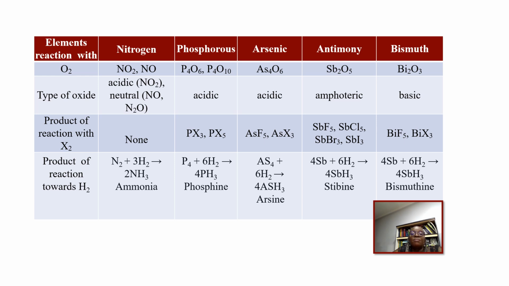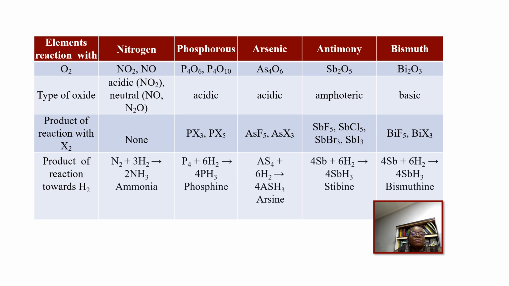How do the elements of this group react? They react with oxygen to form NO2 and NO for nitrogen. They form P4O6 and P4O10 for phosphorus, As4O6 for arsenic, Sb2O5 for antimony, and Bi2O3 for bismuth. Their type of oxide: NO2 is acidic and NO is neutral. Phosphorus forms an acidic oxide. Arsenic forms an acidic oxide. Antimony forms an amphoteric oxide, and bismuth a basic oxide.